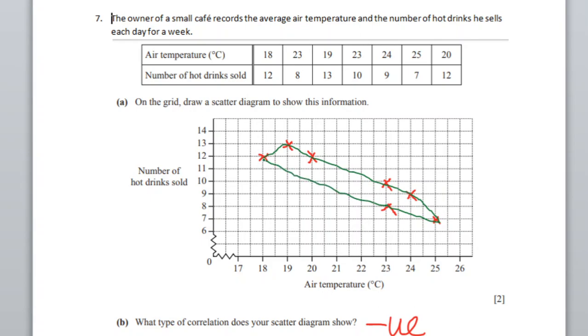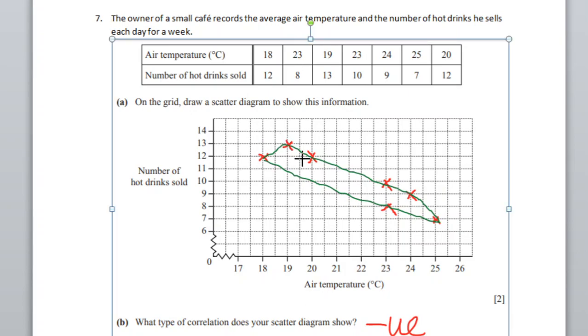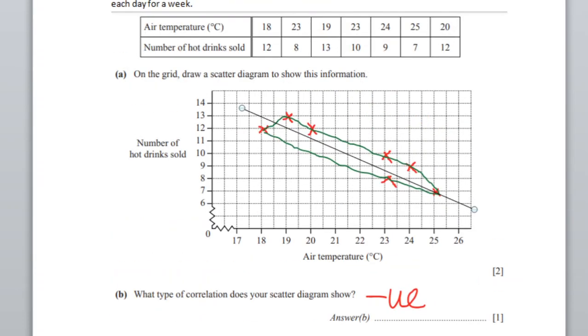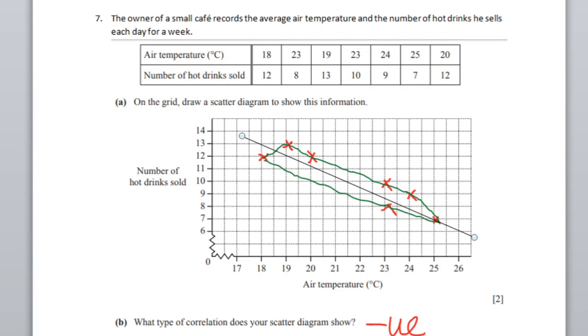Now draw the line of symmetry. Let's say it is a line like this. And then this is the line of best fit. So that's it for question number 7.